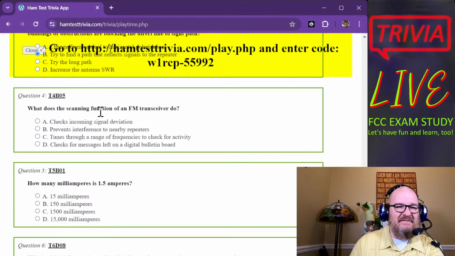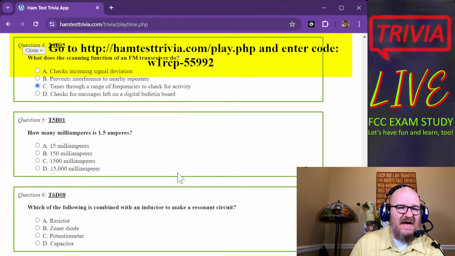What does the scanning function of an FM transceiver do? I'm gonna say that. Let's see.